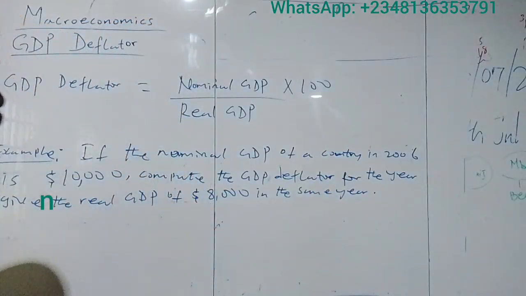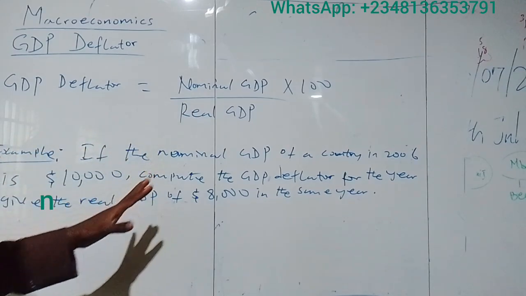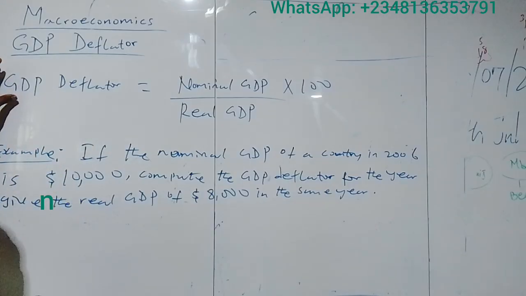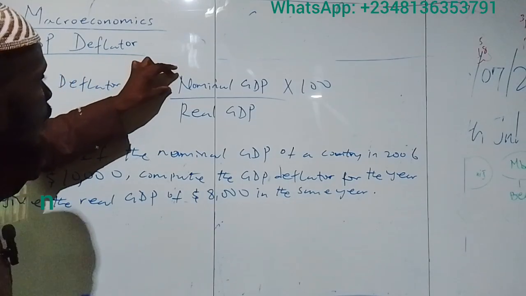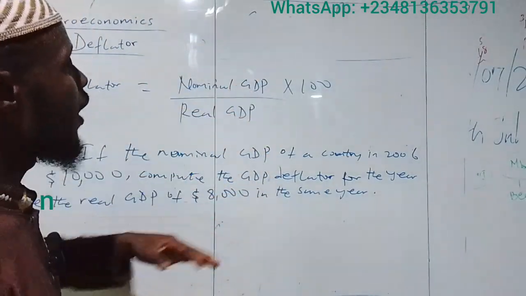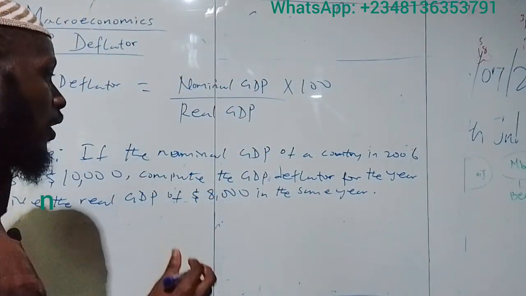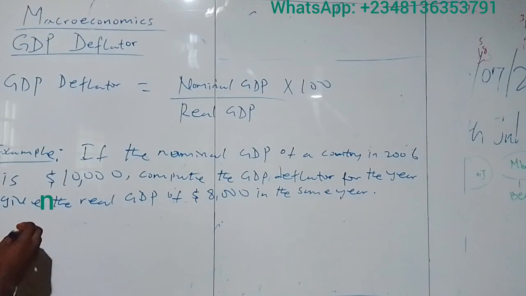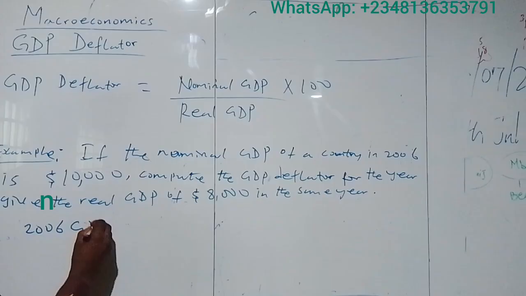Now in other words, there are two values we need here. We need the nominal GDP for 2006 and real GDP for 2006. So it must be the same year. If we are looking for GDP deflator in 2006, the values we are going to use will be the nominal GDP 2006 and real GDP 2006. If we are given values for more than a year, we use the values for the year in question.